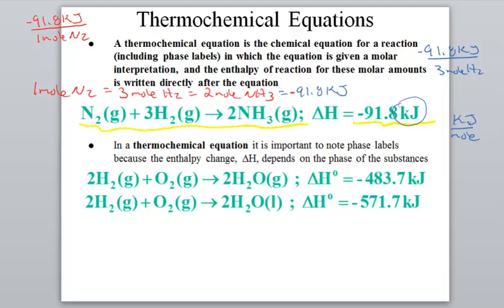And then you also have to realize, which makes it a little harder, it could be per 1 mole, or it could be per 3 moles, or it could be per 2 moles. It just depends which reactant and which product you're talking about, and what their coefficients are in the balanced chemical reaction.